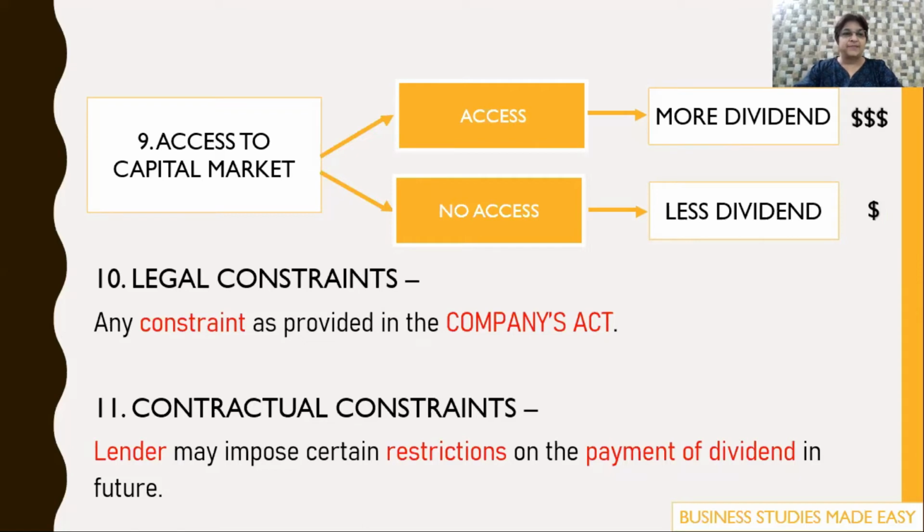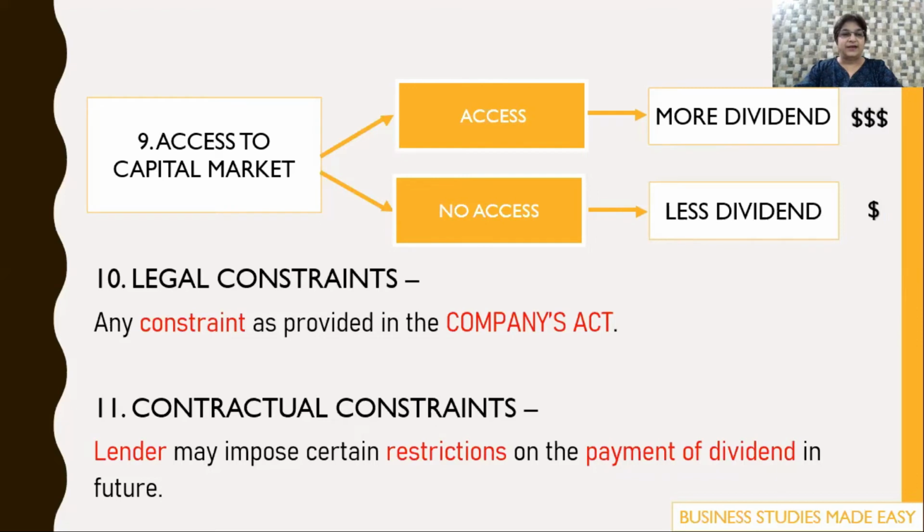Then come to legal constraints. Now, declaring dividend, there are certain provisions given in the Companies Act, which keeps on changing. So the finance manager has to keep in mind, what does the Companies Act say about declaring dividend? Dividend is tax-free in the hands of the shareholder. So therefore, there are certain restrictions by the Companies Act itself regarding the amount of dividend that can be declared. So keeping all that in mind, he will decide how much of dividend is to be declared.